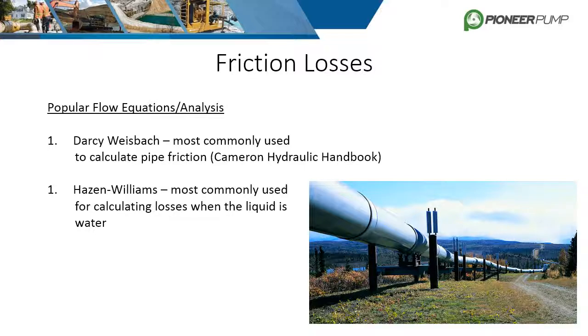Calculating friction losses can be done in several ways using several different methods, but the two most popular methods are the Darcy-Weisbach and Hazen-Williams equations. The Darcy-Weisbach method is most commonly used to calculate pipe friction and is used to create the friction charts in the Cameron Hydraulic Handbook. Hazen-Williams is also used to calculate pipe friction, but is geared more to applications where the liquid is strictly clear water. This analysis will be using the Hazen-Williams formulas.